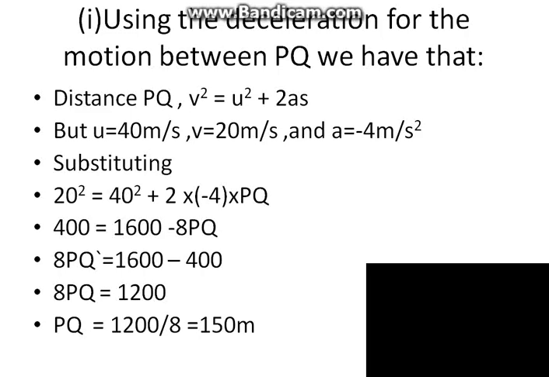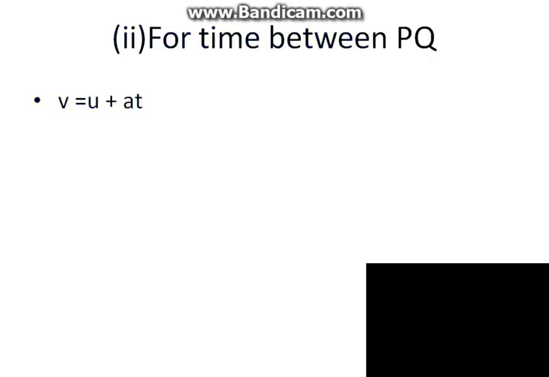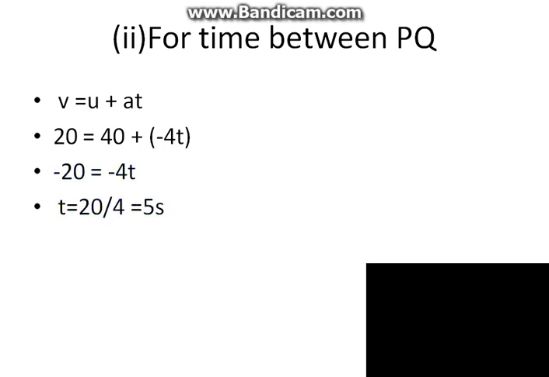Substituting the value, you have 20 is equal to 40 plus in bracket minus 40, minus 20 is equal to minus 40. You now have t is equal to 20 over 4, equals 5 seconds. (i) Time taken to cover PR.